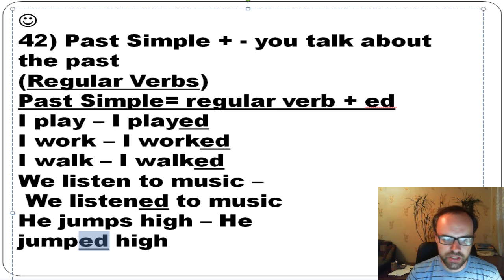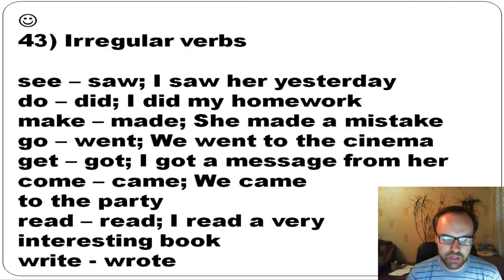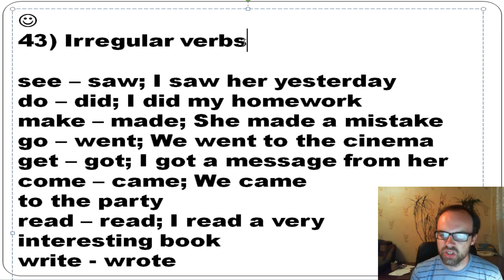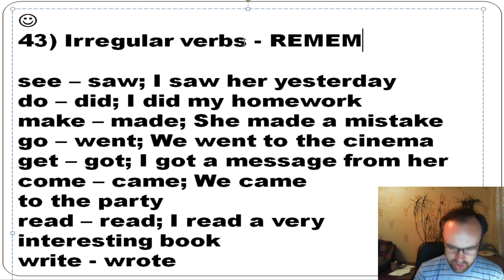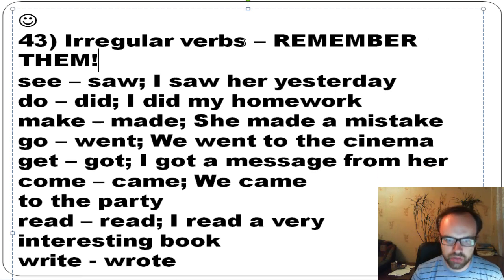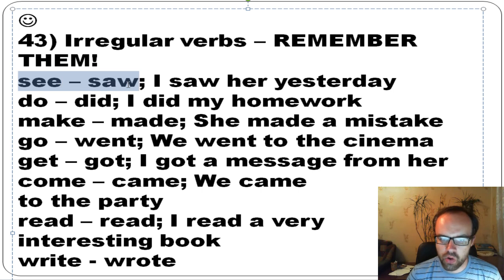We add ed. Well, you know, there are irregular verbs in English too, and you need to remember them, and you need to remember their forms. For example, see is an irregular verb, and its form is saw. See, saw. I saw her yesterday. Do, did.